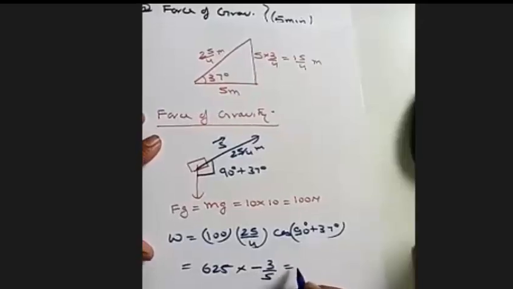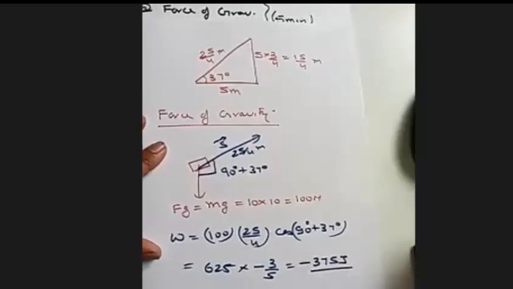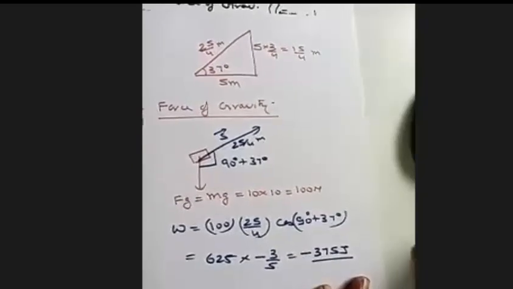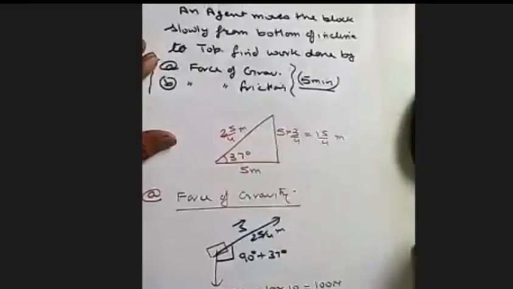Or this is coming out to be equals to 5 से काटे तो 125, minus 375. तो ये आ रहा है 375. Yes, sir. तो minus 375 joules work is done by force of gravity. पहला पार्ट समझ में आ गया इसका. A part is clear.